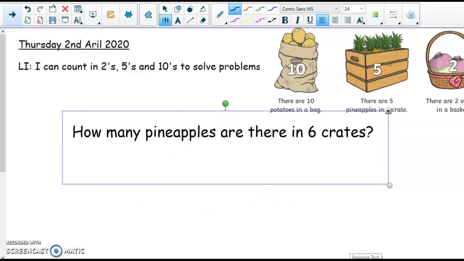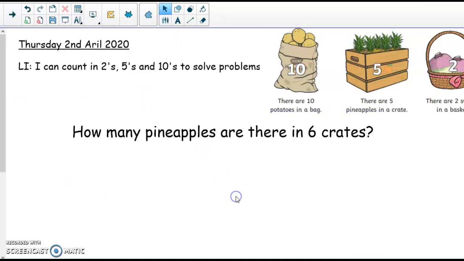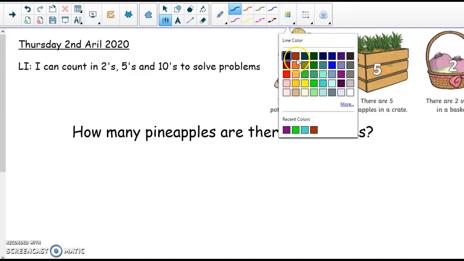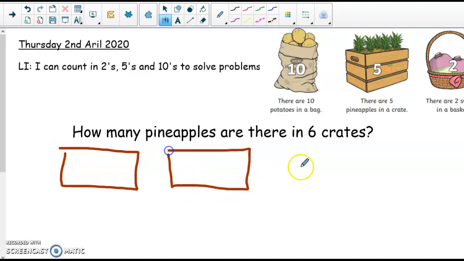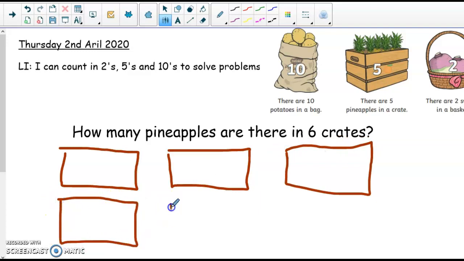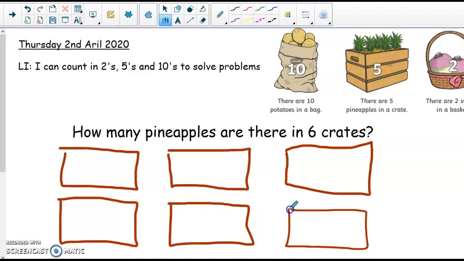And it says, how many pineapples are there in 6 crates? So, just like last time, I'm going to draw the crates first. Okay, so here are my 6 crates. 1, 2, and I can do 2 rows of 3. 1, 2, because 3 add 3 equals 6.